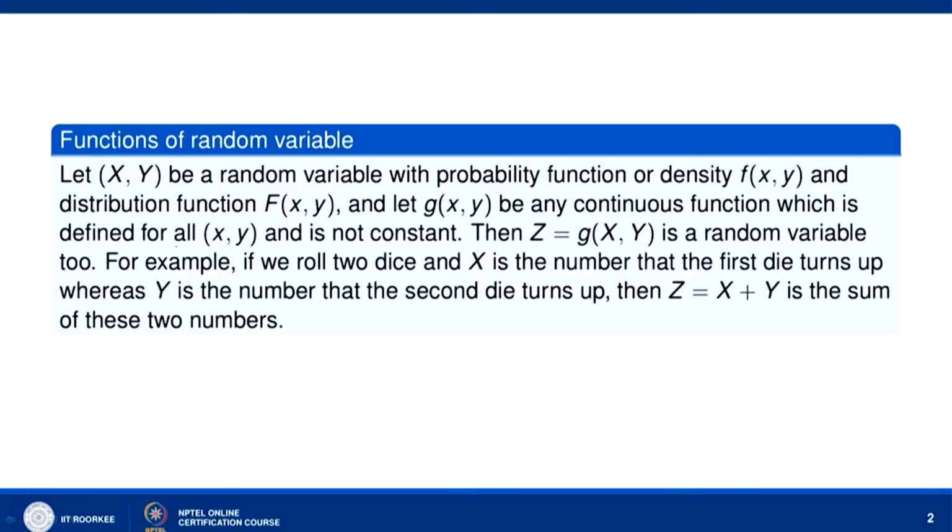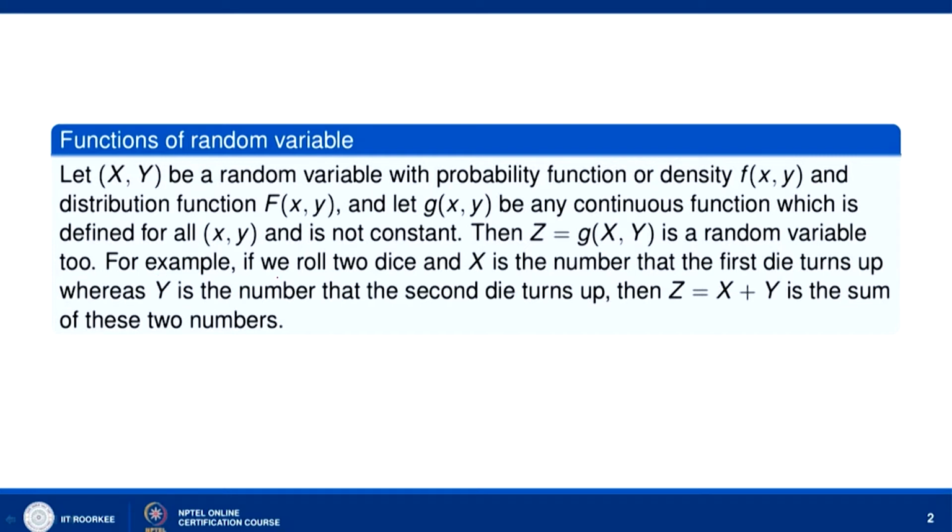First we define functions of random variable. Let (X, Y) be a random variable with probability function or density f(x, y) and the cumulative distribution function F(x, y), and let g(x, y) be any continuous function which is defined for all x, y and is not a constant. Then Z equal to g(X, Y) is a random variable too.